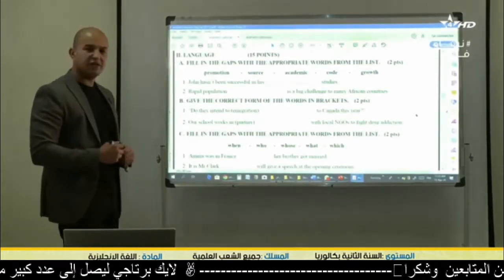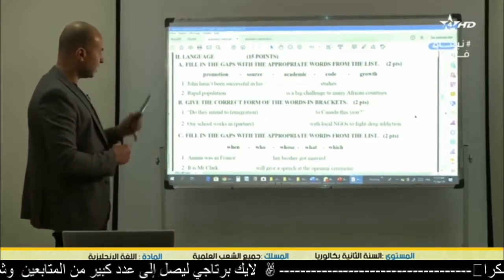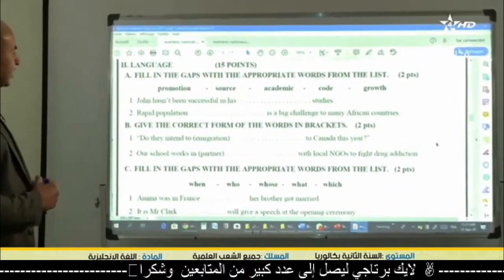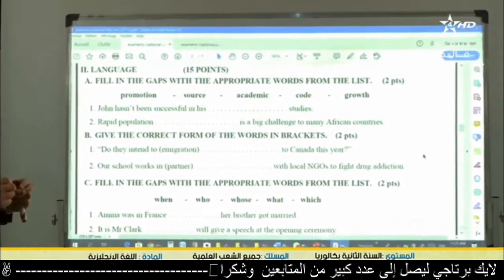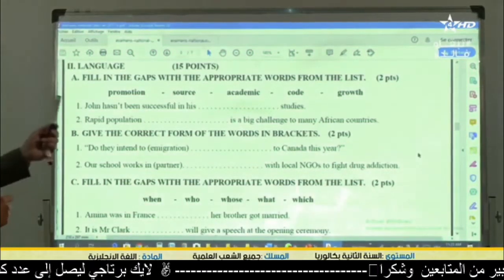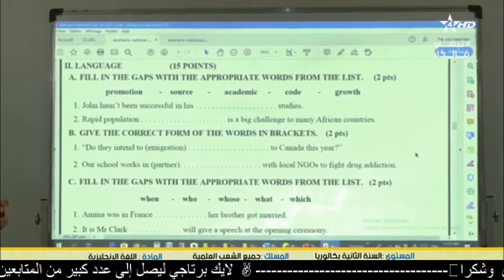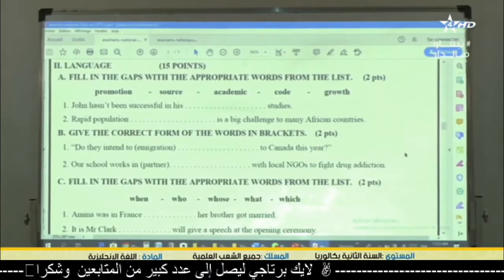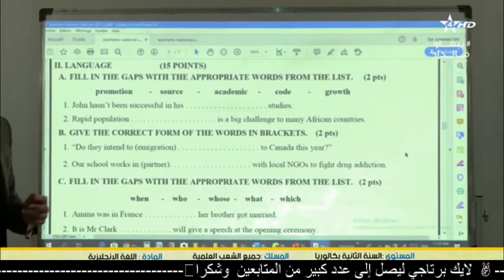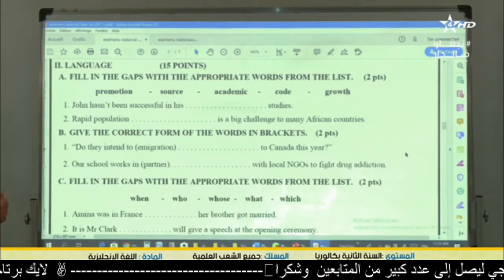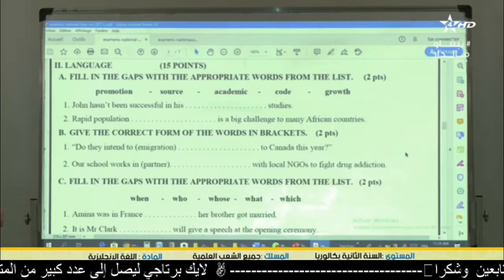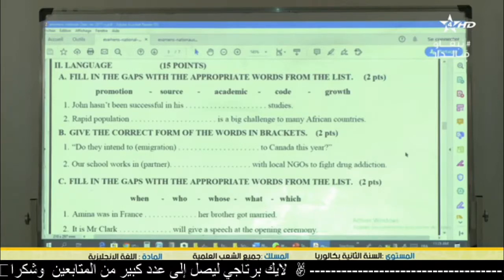If we look at the first exercise, I give you some time to check with me which lesson this is. Fill in the gaps with the appropriate words from the list. We have promotion, source, academic, code, and growth. As you see, these are words, and the lesson, of course, is a vocabulary lesson. We're trying to choose the right and appropriate words that would fit in the sentences that we have.